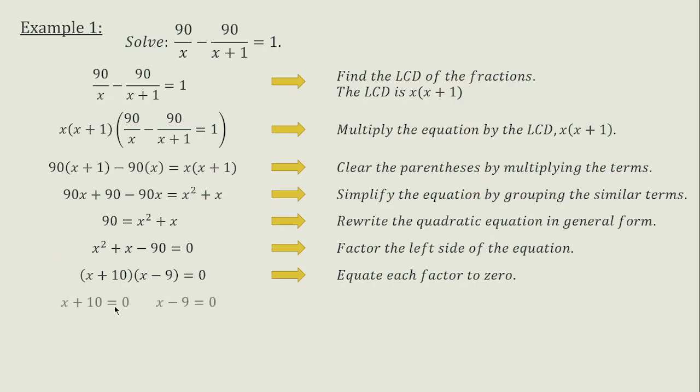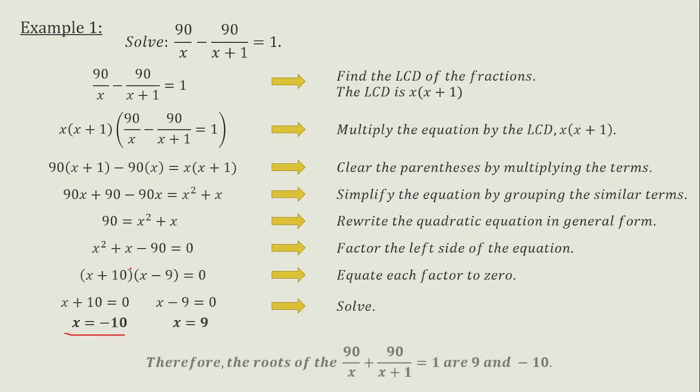So the first one will be x plus 10 is equals to 0 and the other one is x minus 9 is equals to 0. So mag-focus muna tayo sa first linear equation. So x plus 10 is equals to 0. Transpose lang natin si plus 10 to the right side, so it will become x is equals to negative 10. Then the other one is x minus 9 is equals to 0. Let's just transpose negative 9 to the right side, so it will become x is equals to positive 9. Therefore, the roots of the given equation 90 over x minus 90 over x plus 1 is equal to 1 are positive 9 and negative 10.